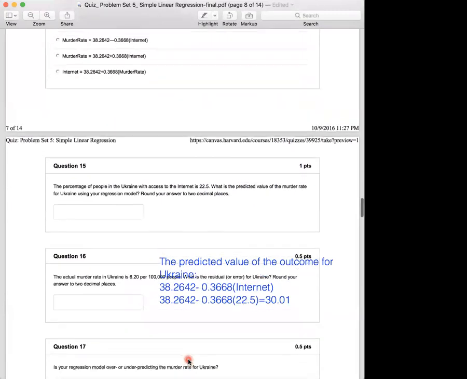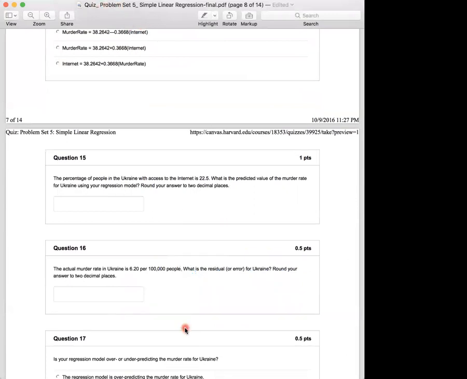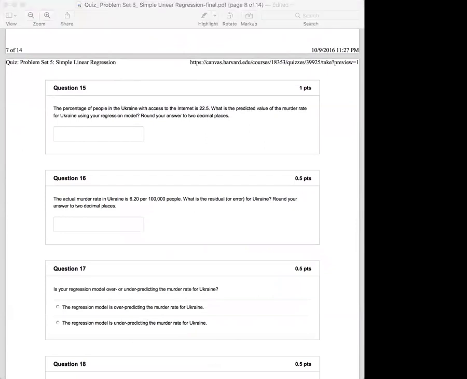Now, what is our residual here? Let me clear out that typing here. The residual here is simply the actual, for question 16, we actually give you the actual murder rate. We say the actual murder rate is 6.2 per 100,000 people. What is the residual or error for Ukraine? Round your answer to 2 decimal places. Well, that is actually simply 6.20 minus 30.